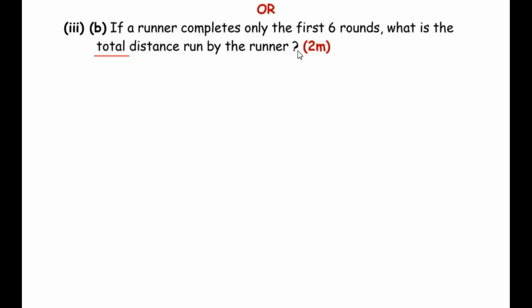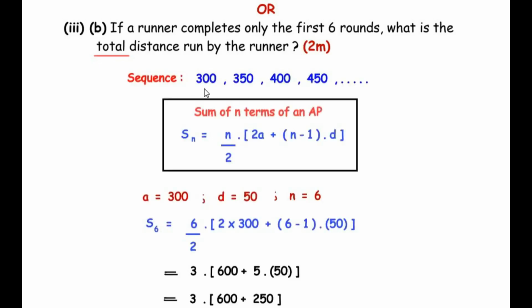So let us begin by writing the sequence first. Here the sequence was 300, 350, 400 and so on. And the sum of n terms of an AP formula is Sn is equal to n over 2 times 2a plus n minus 1 times d. Now here n is going to be 6 because we have been asked for the first 6 rounds. So n is equal to 6. The first term of the sequence is going to be 300, so a is equal to 300. D is the common difference, which is equal to 50. Now we are going to plug in all these values in this formula.